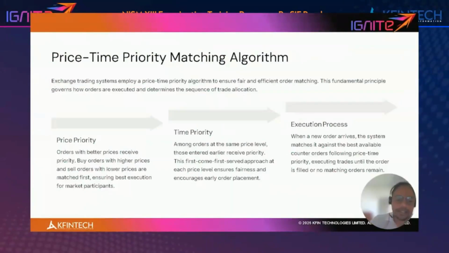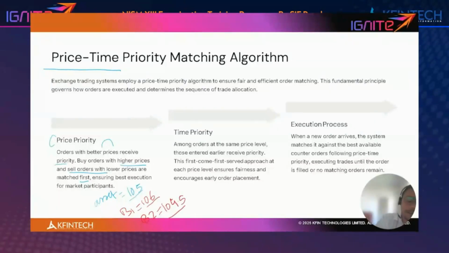Now we'll see the price matching algorithm, price and time priority. Price priority: orders with better prices receive priority. Buy orders with higher prices and sell orders with lower prices are matched first. Now suppose I want to buy a share or an asset whose current price is 105. I'll put two orders. I'll put one order at 106 and the other order at 104.5. This is the current market price and these are the two orders in the market.